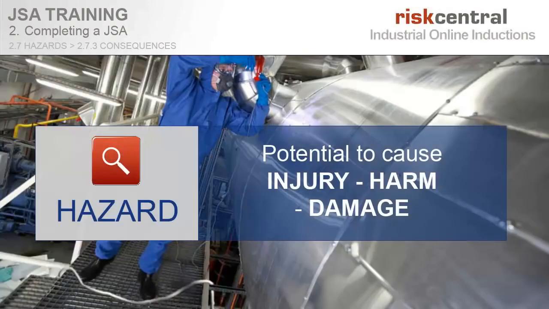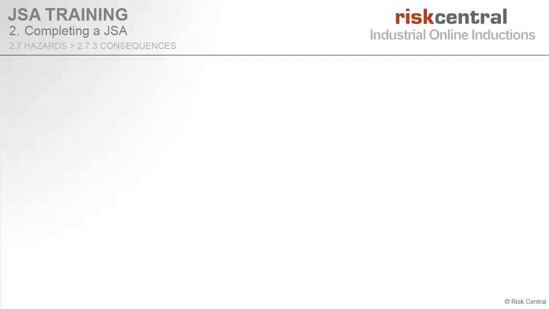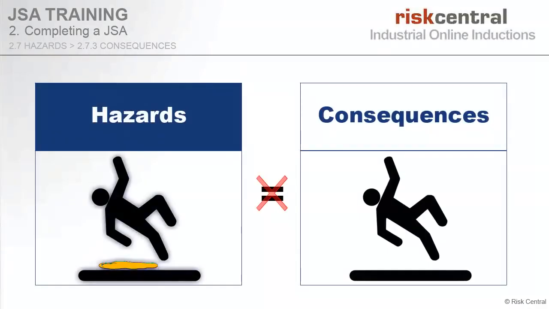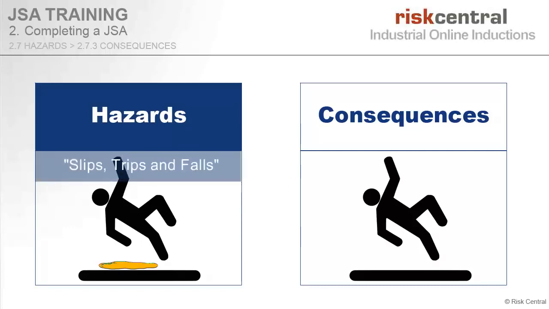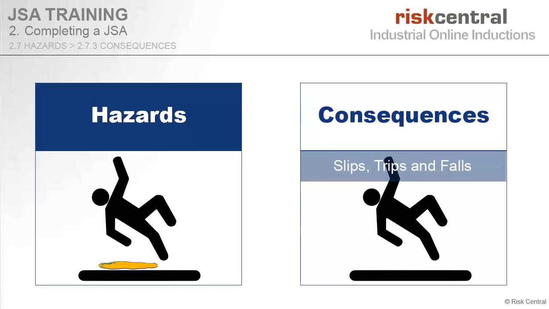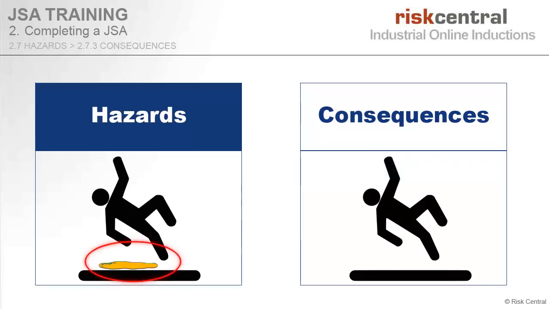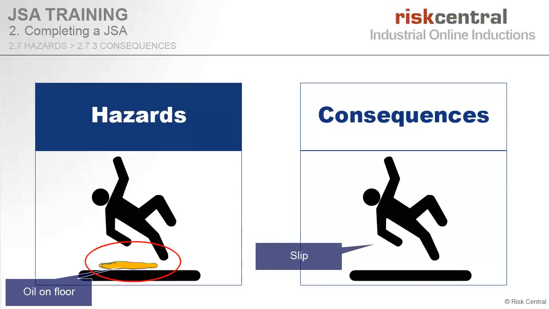A hazard is anything that has the potential to cause injury, harm, or damage. Remember, there is a difference between hazards and consequences. For example, slips, trips and falls are often written in as hazards, but these are only the consequences of a hazard. We need to know what the hazards are or the causes are so we can control them. A hazard such as oil on the floor can cause a slip. This hazard may be written as oil on floor causes slip.